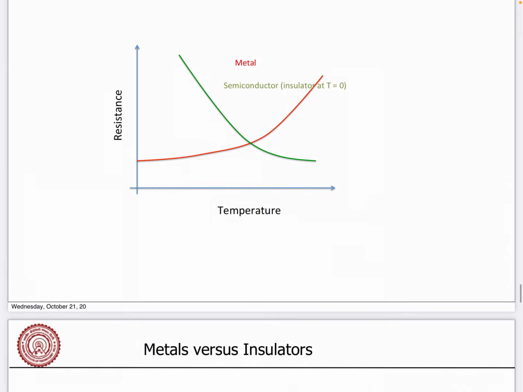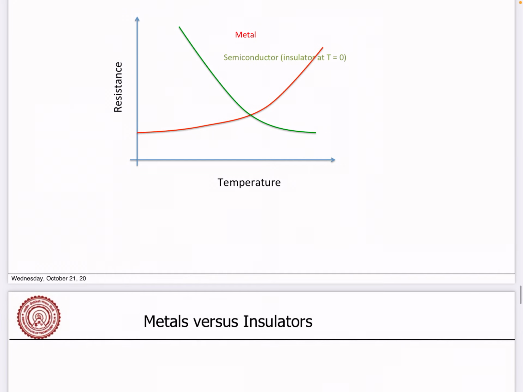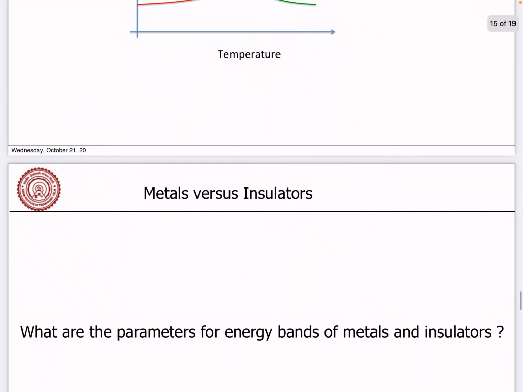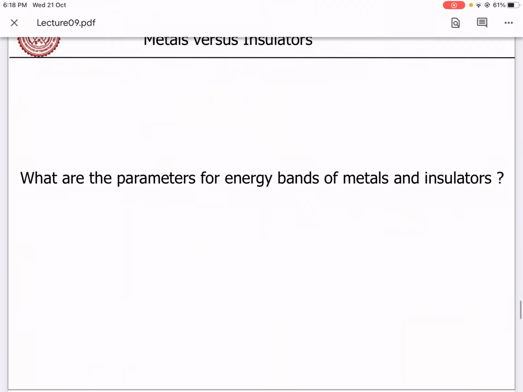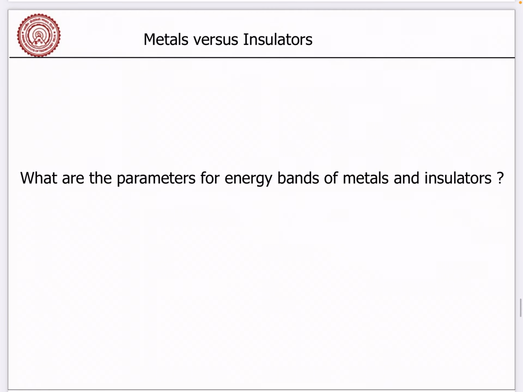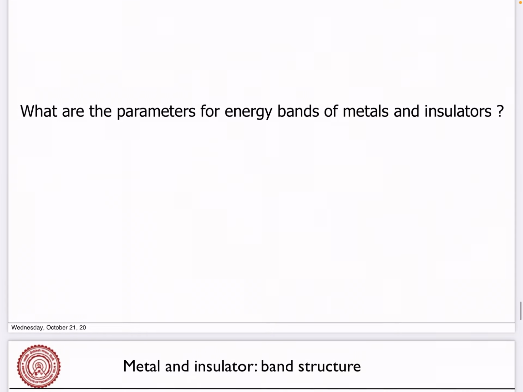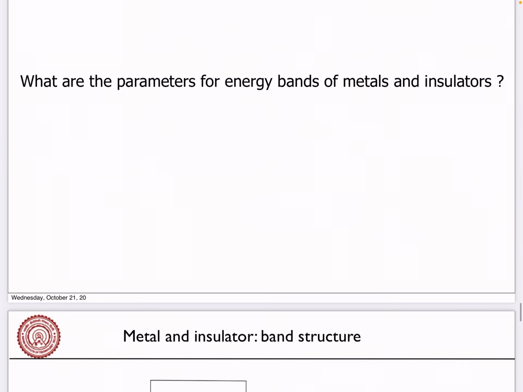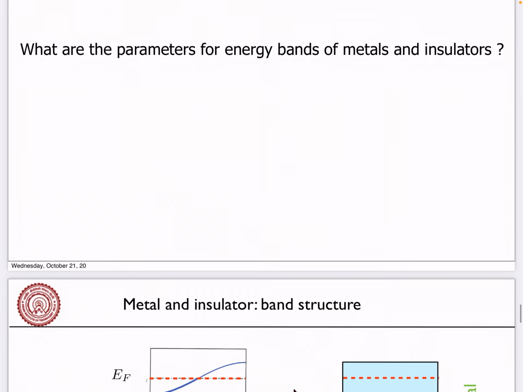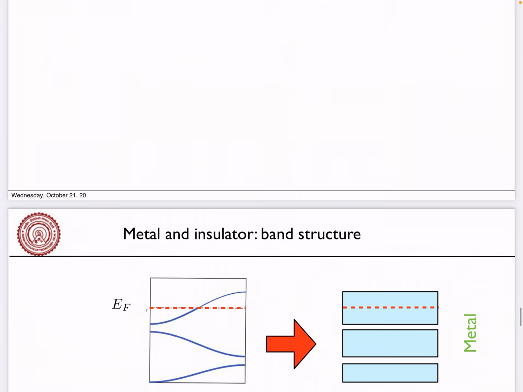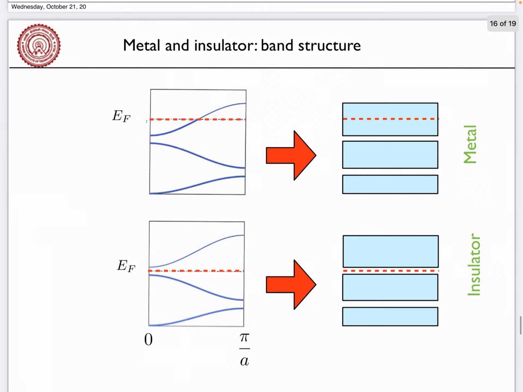Okay, so once you know how the resistance looks as a function of temperature, let us now try to see if we can understand them in terms of the energy bands that we have discussed so far. So what are the parameters for energy bands of metals and insulators, right? You know metals and insulators exist, and you know how to classify them. As I have shown, you can do these measurements, then you can identify which is a metal and which is an insulator. And now, let me look at the band structure.